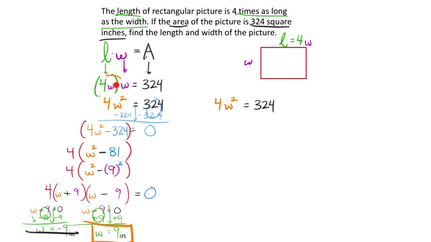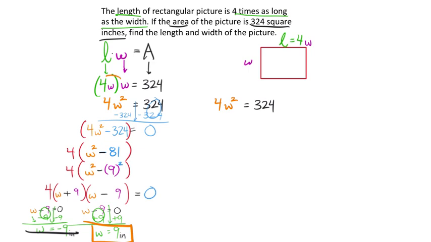Okay, so let's come back here and just double check. So it'd have 4 times 9 times 9. I can't do that in my head, but my calculator can do it, and we should get 324 right there. So right now, we know that the width is 9 inches. So this is not complete, though. It's not finished. Why is it not finished? Because it said find the length and the width. Well, we just found the width, not the length.